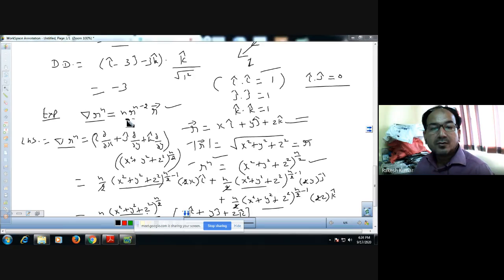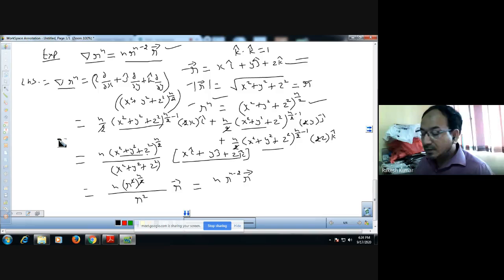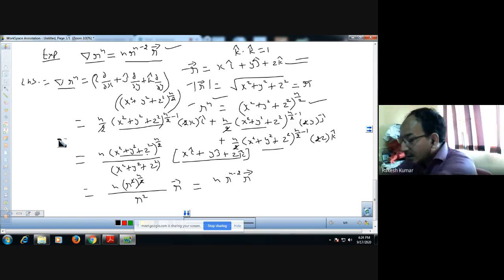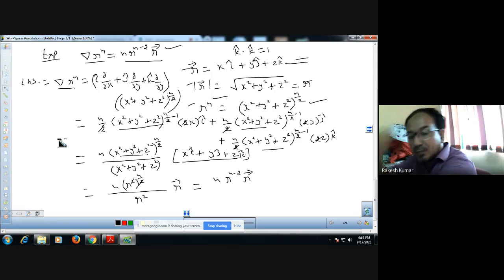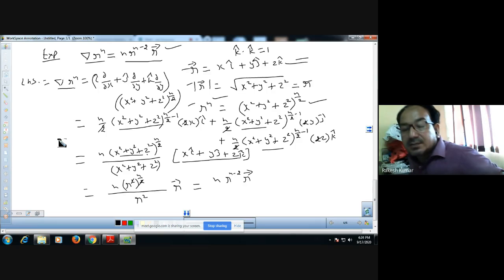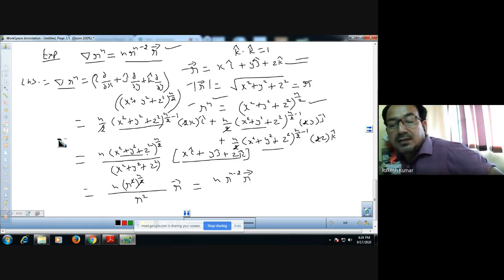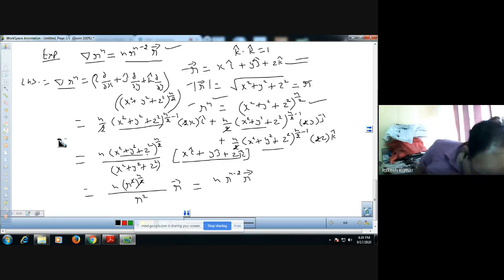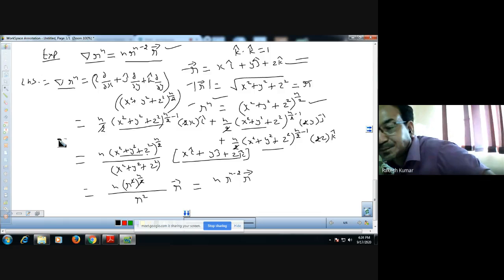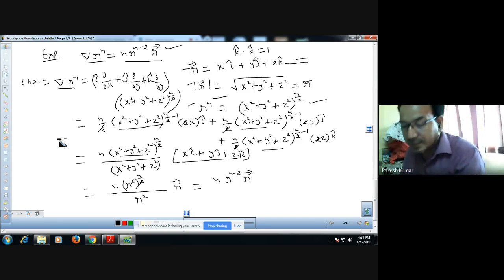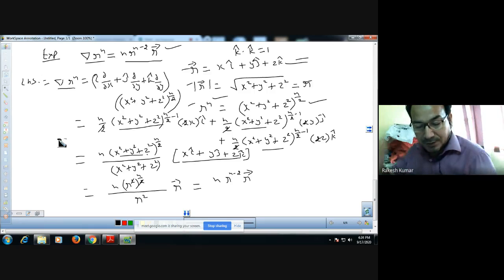This is important. So there are many questions of this type which may come in the exam. The question comes like this: prove that the identity. We can call this an identity.